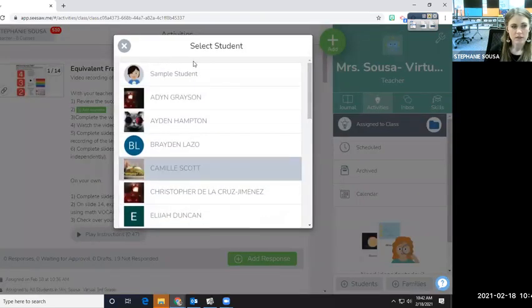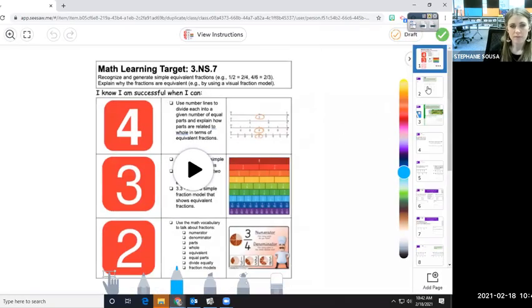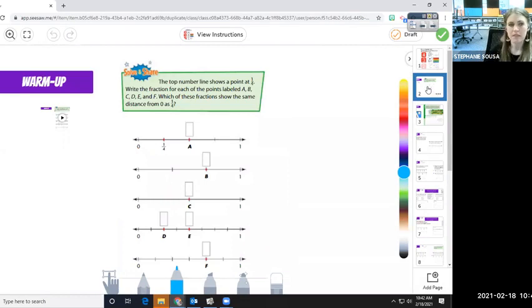We've already looked at the success criteria. We're getting ready to complete the warm-up, okay? We're going to do the top section of the warm-up together. Then I'm going to stick you into some breakout rooms to complete the rest of that warm-up. And when you get back, we will check your answers with me, okay?